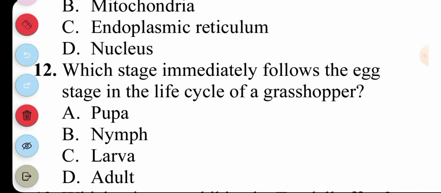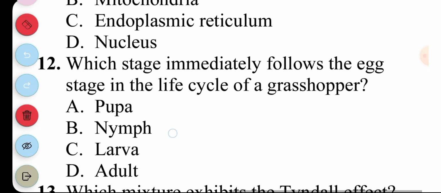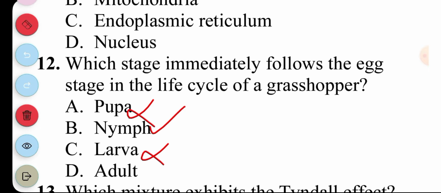12. Which stage immediately follows the egg stage in the life cycle of a grasshopper? A. Pupa. B. Nymph. C. Larva. D. Adult. Now, pupa and larva are not in the life cycle of a grasshopper simply because the grasshopper undergoes incomplete metamorphosis. So the answer is nymph. So the answer is B.